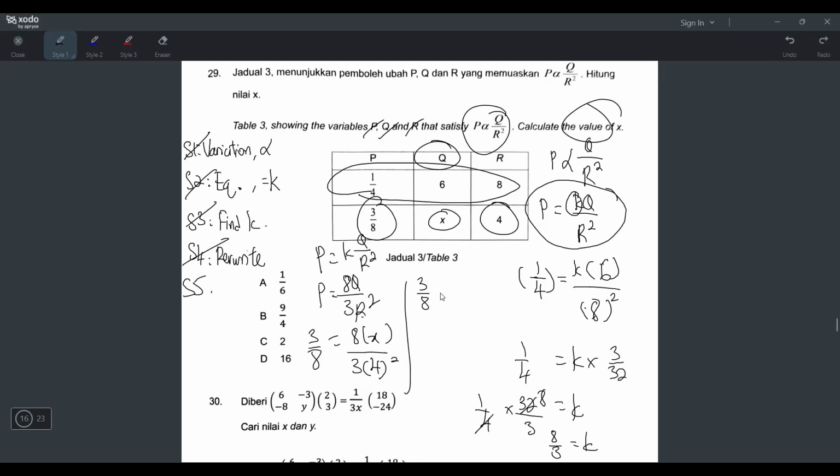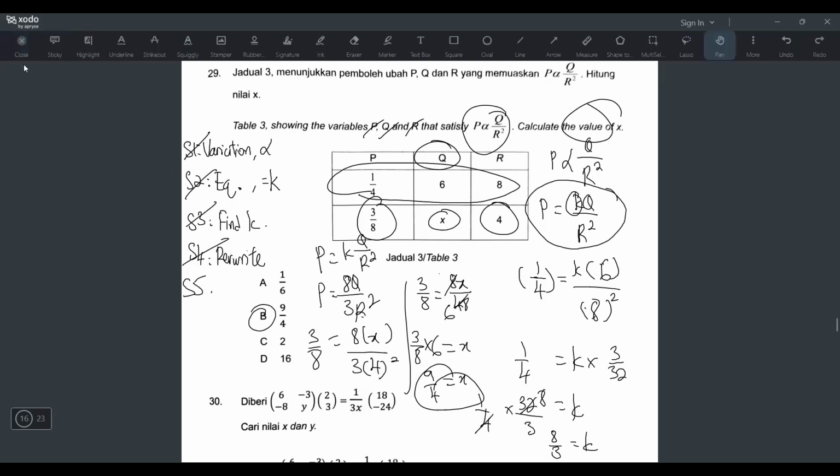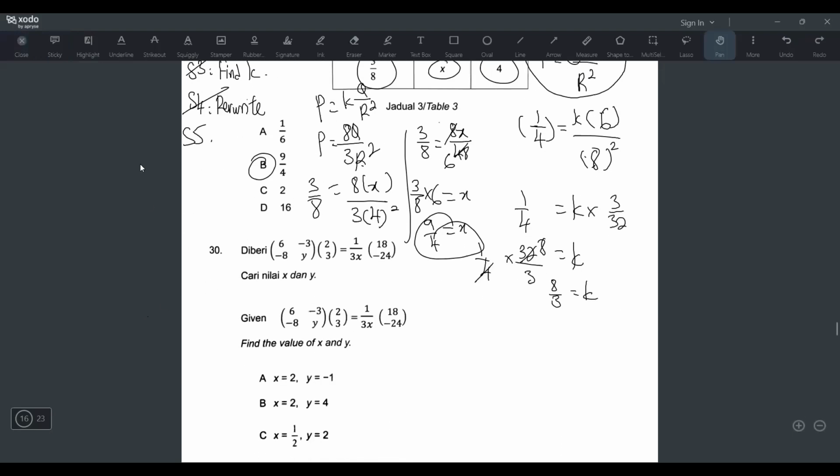Okay, so 3/8 equals 8X over, okay, what is 3 times 4 squared? 4 squared 16, 16 times 3, 48. 8 and 48. 8 divide 8 is 1. 48 divide 8 is 6. So X is equals to 3/8, divide jadi hantar jadi times 6. And then tekan calculator. 3 times 6 is 18. Divide 8, 9/4. So the answer is B, boy. Okay. You can use your calculator to help you. You can bring calculator to the exam. Okay. So you just tekan saja calculator.